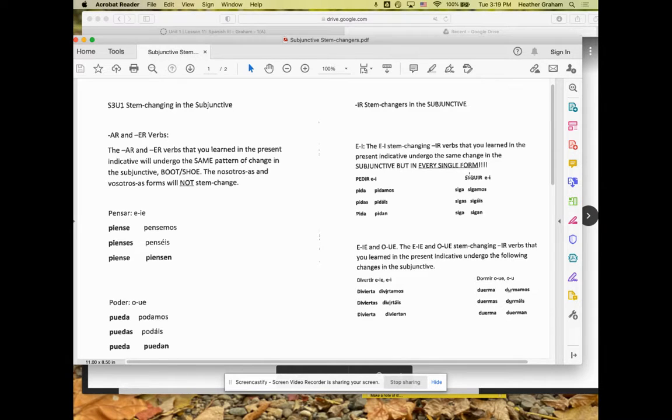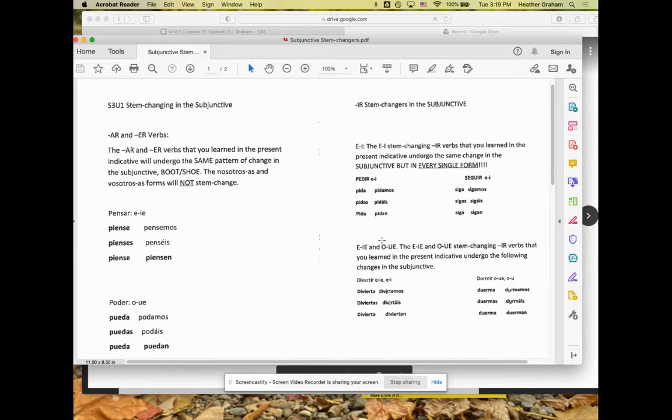So all of these are different stem changers. Sorry, all of these are not different. I apologize. They're all the same. So E to I, both inside the boot and both outside the boot as well. Sorry, I had someone come in my room and that really threw me off.